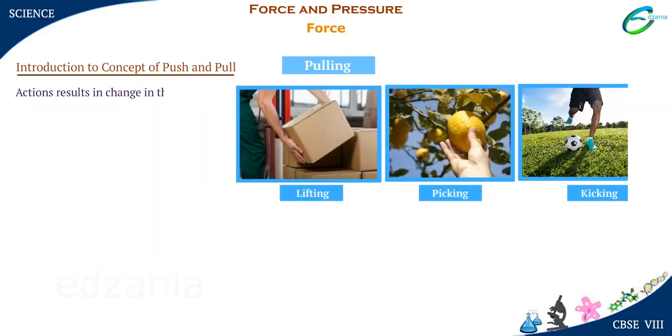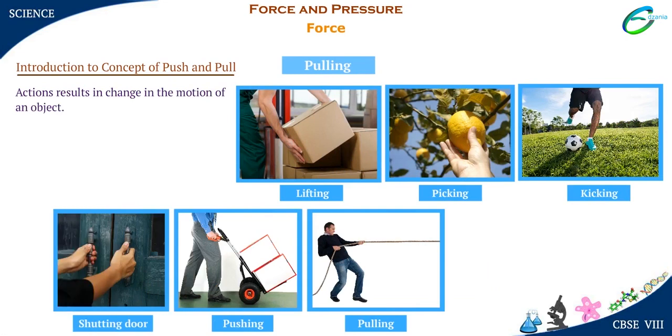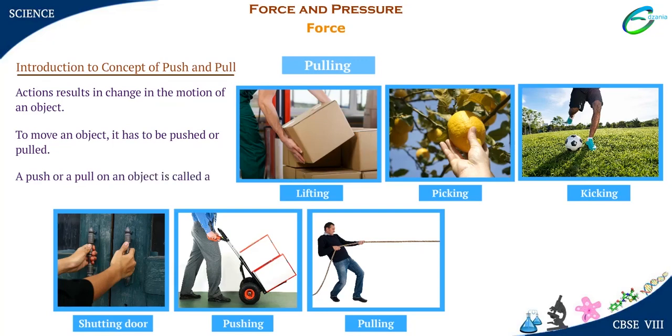Each of these actions usually results in some kind of change in the motion of an object. All these actions can be grouped as a pull or a push or both. So, we can say that to move an object, it has to be pushed or pulled. A push or a pull on an object is called a force. Thus, we can say that the motion imparted to objects is due to the action of a force.